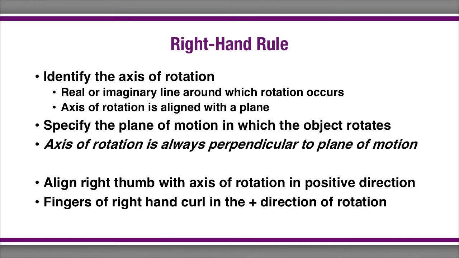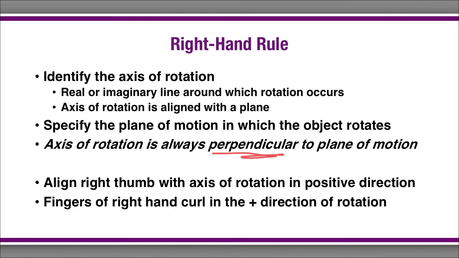The right-hand rule is utilized to identify the axis of rotation, which is a real or imaginary line about which rotation occurs and relative to which rotation is aligned with a plane. When you're using the right-hand rule, you want to specify the plane of motion in which the object moves, and the axis of rotation is always going to be perpendicular to that plane of motion.